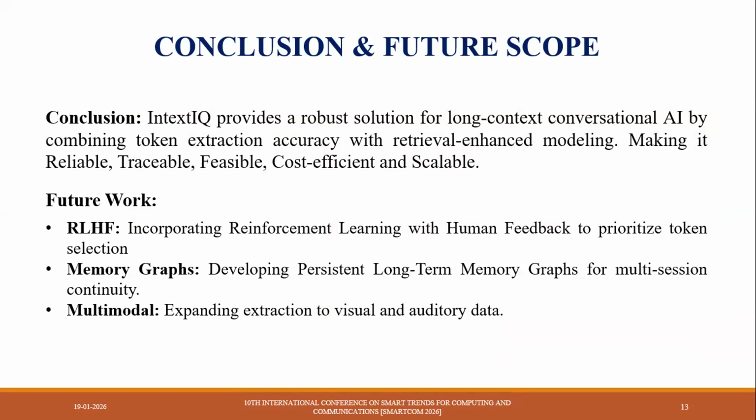To conclude, Index IQ provides a robust solution for long-context conversational AI by combining accurate token extraction with retrieval-enhanced generation. This system is reliable, traceable, cost-efficient, and scalable. As our future work, we plan to incorporate reinforcement learning with human feedback, develop persistent memory graphs, and extend the framework to multimodal data, including image and audio.